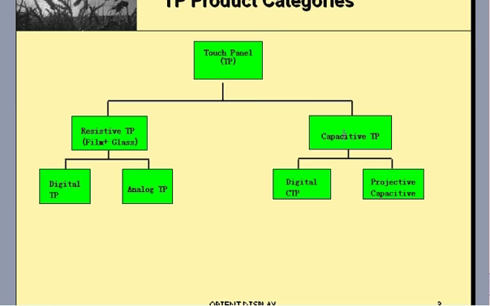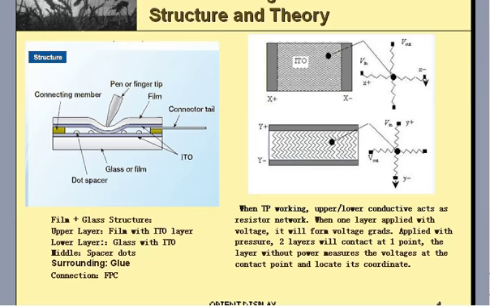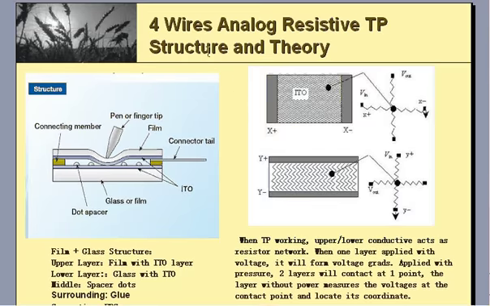It is the same for a capacitive touch panel. It can be a digital capacitive touch panel, which means only a fixed area can be touched, and also a projective capacitive touch panel. That is very similar to the iPhone technology. First, we will introduce the resistive touch panel.